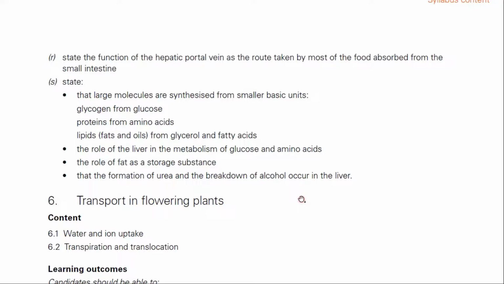As I said, the enzymes play an important role in the fifth chapter too. Then we have the role of the liver and the role of fat as storage, metabolism of glucose and amino acids, and also the formation of urea and breakdown of alcohol that occur in the liver.